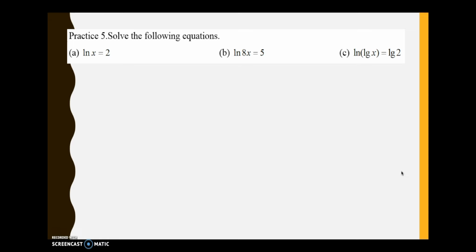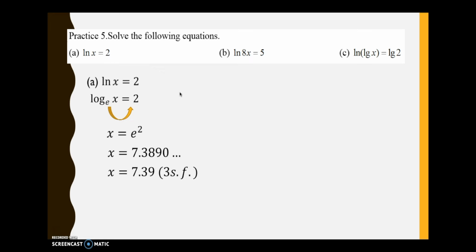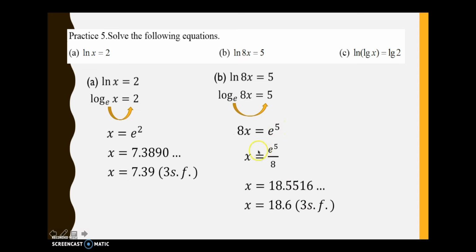Let us solve the following equations. For instance, if I'm given ln x equals 2, we simply change this to log base e of x equals 2. And from here, changing this to the index form, we will get x equals e squared, which will give me approximately 7.3890. And I can change this to 3 significant figures to be 7.39. Similarly, change this to log base e, bring e over to get e to the power of 5, and you can solve for x. Remember to change your answers to 3 significant figures.